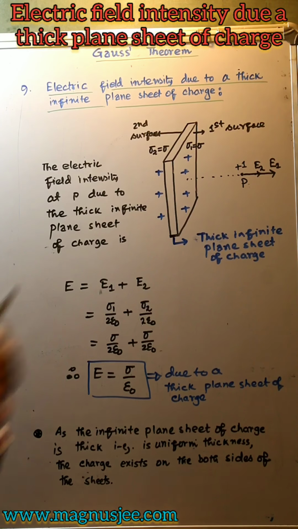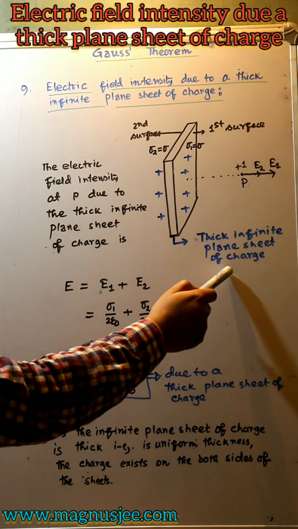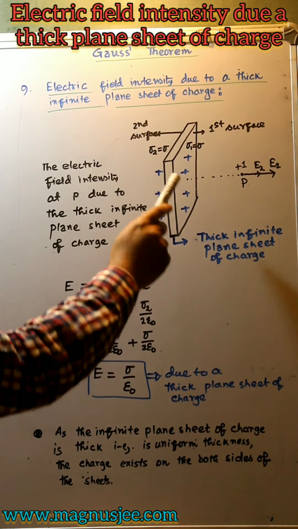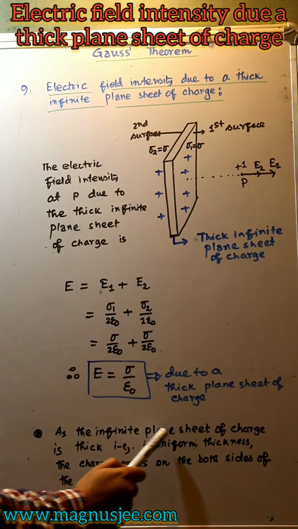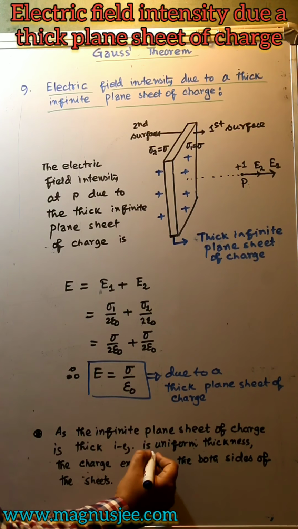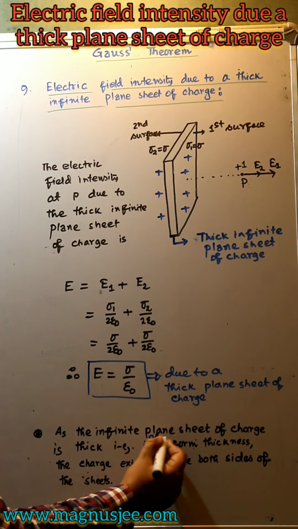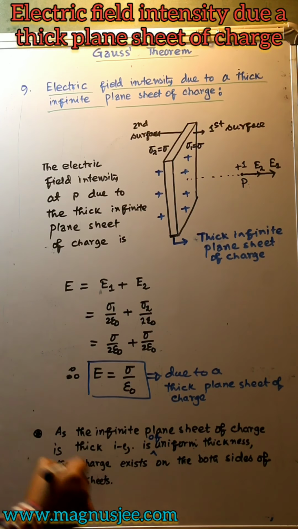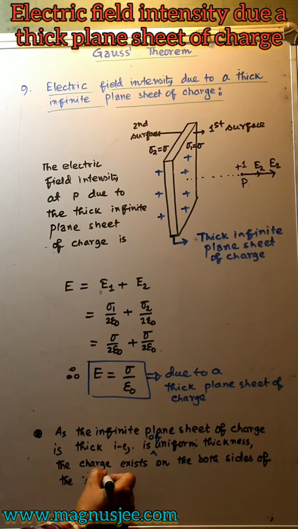And this is a thick infinite plane sheet of charge, and the charge exists on both sides of the infinite plane sheet of charge. Here we can assume that as the infinite plane sheet of charge is thick, that is, of uniform thickness, the charge exists on both sides of the sheet. That is important. Sheet, not sheets, it should be sheet. That is an important conclusion.